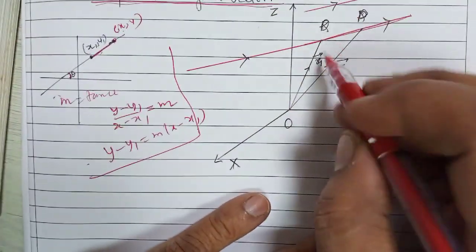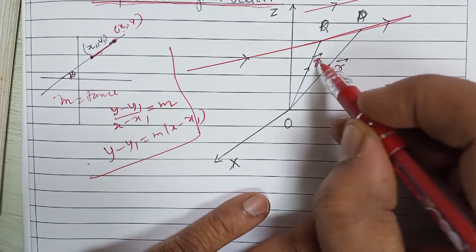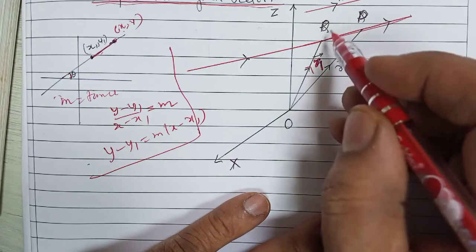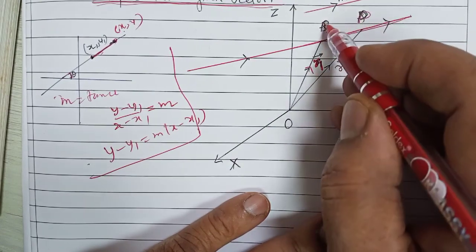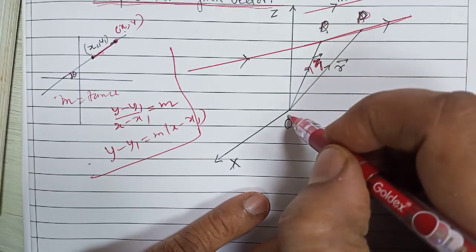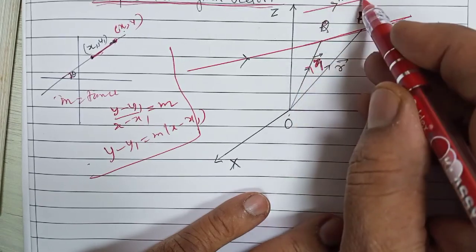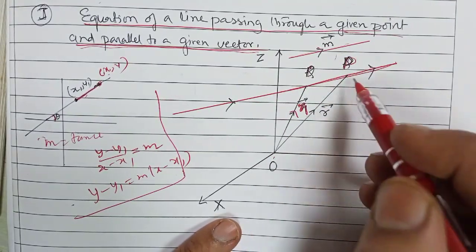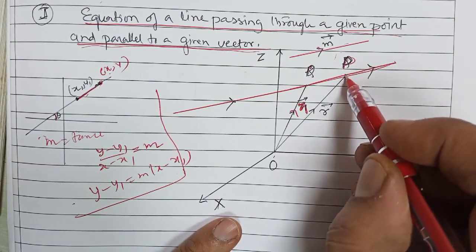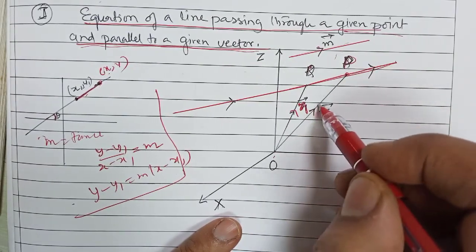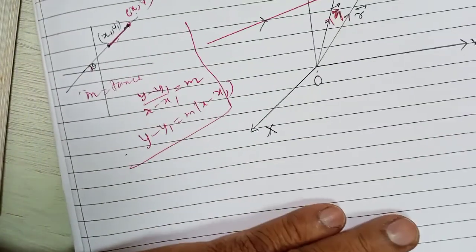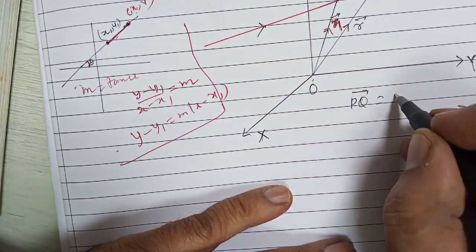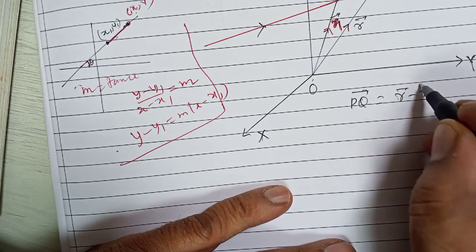Equation of a line passing through a given point with position vector R1, and parallel to an m vector. So the slope is given here, parallel to m vector. Let the general point have position vector R. Then PQ vector will be R vector minus R1 vector.